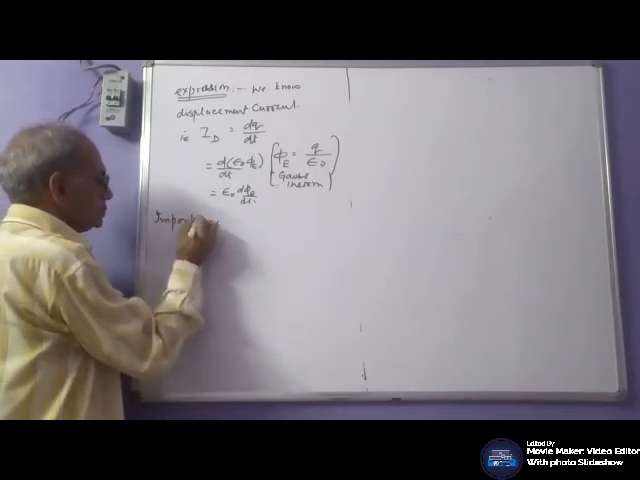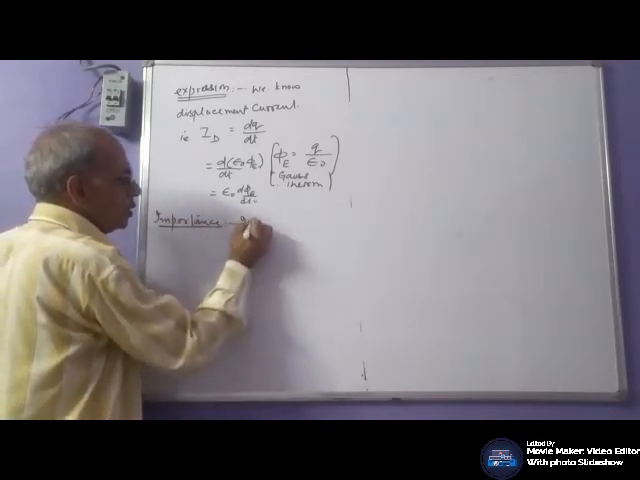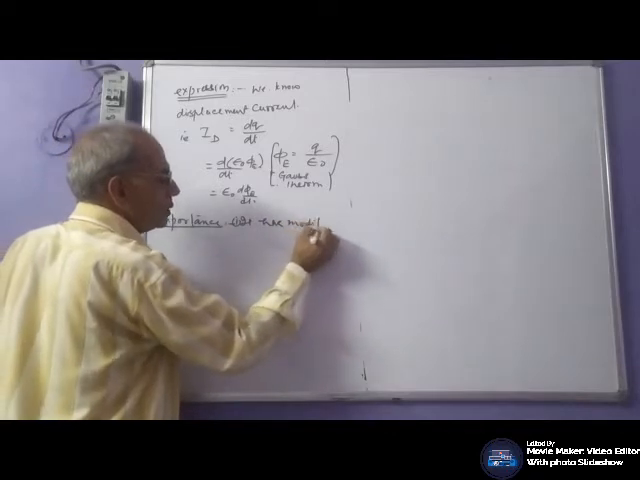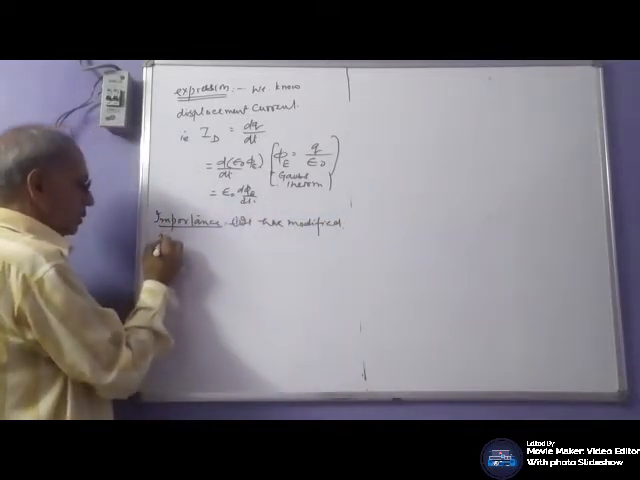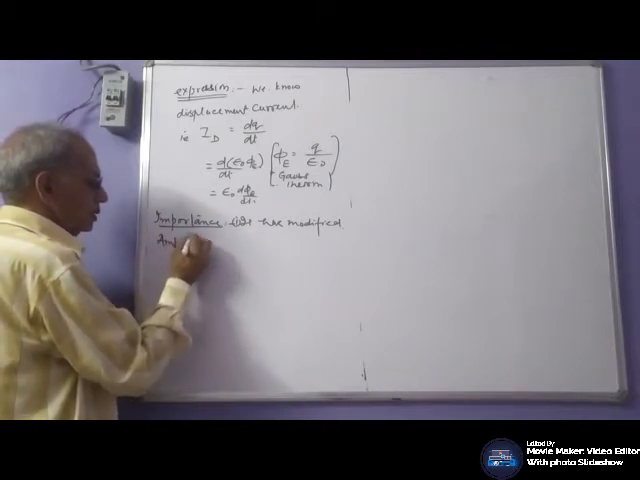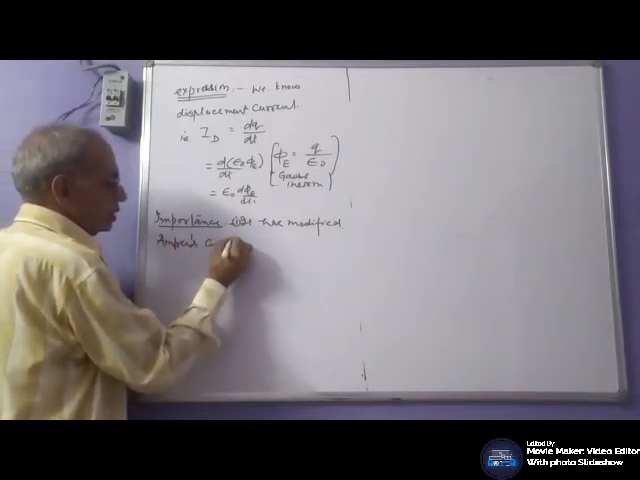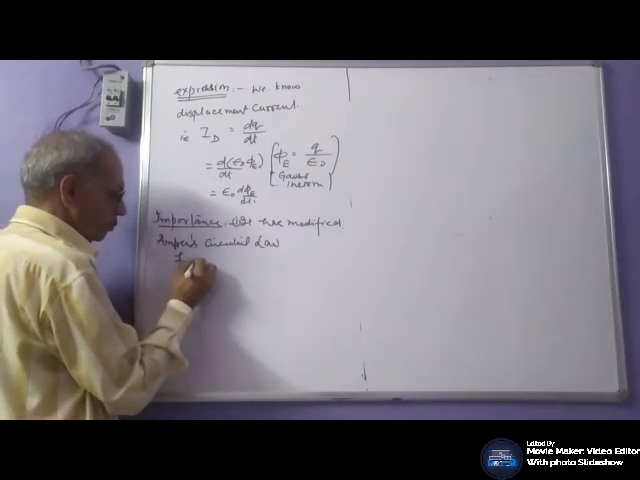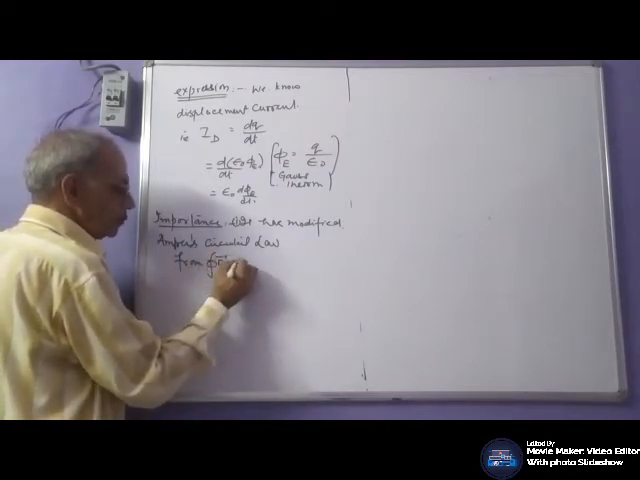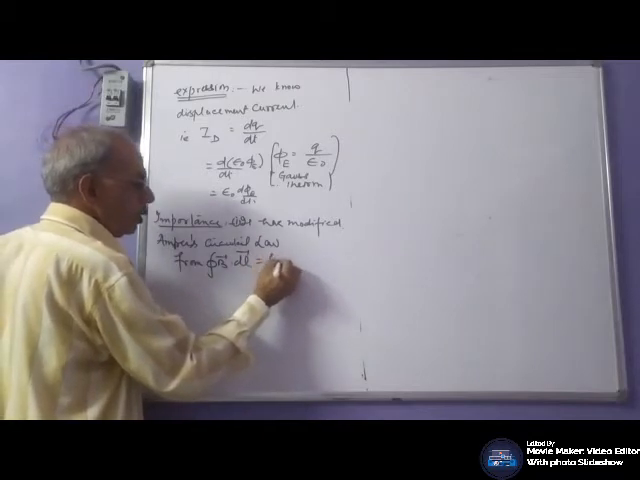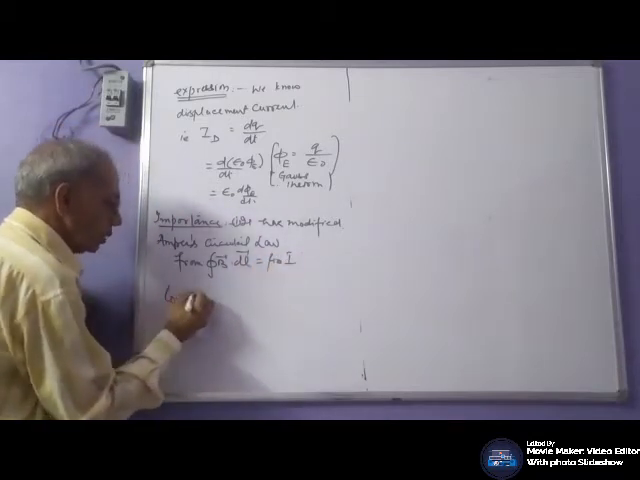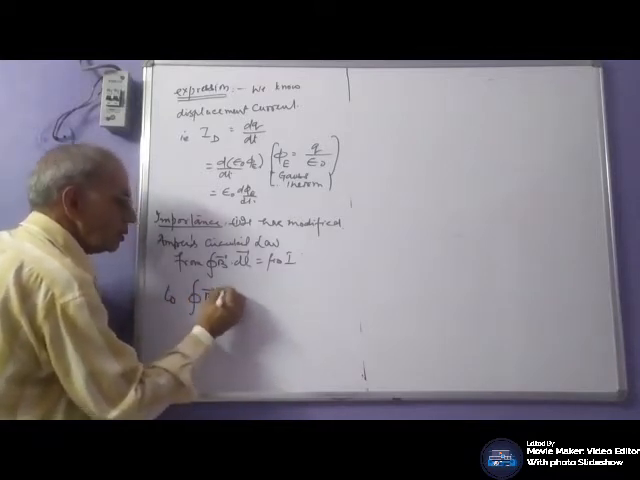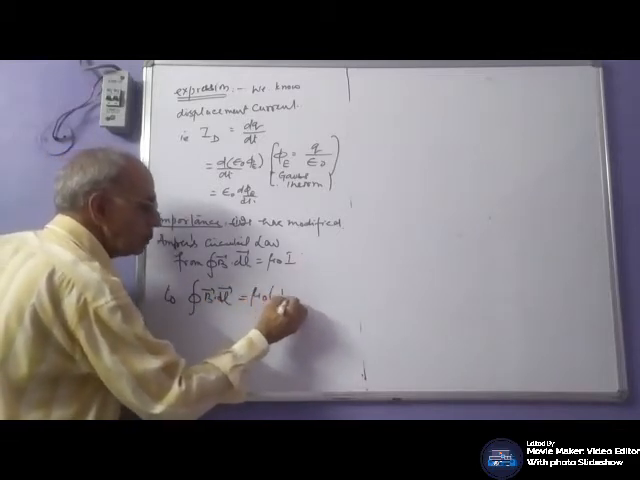Importance: it has modified Ampere's circuital law from B dot dl equals mu naught I to B dot dl equals mu naught (I plus ID).